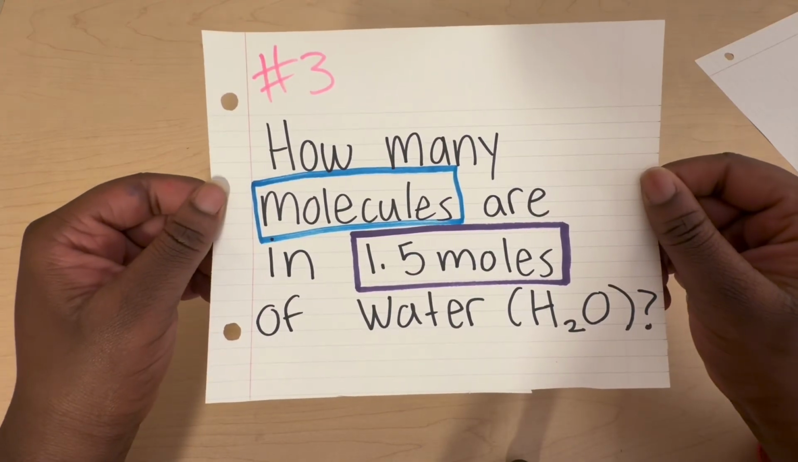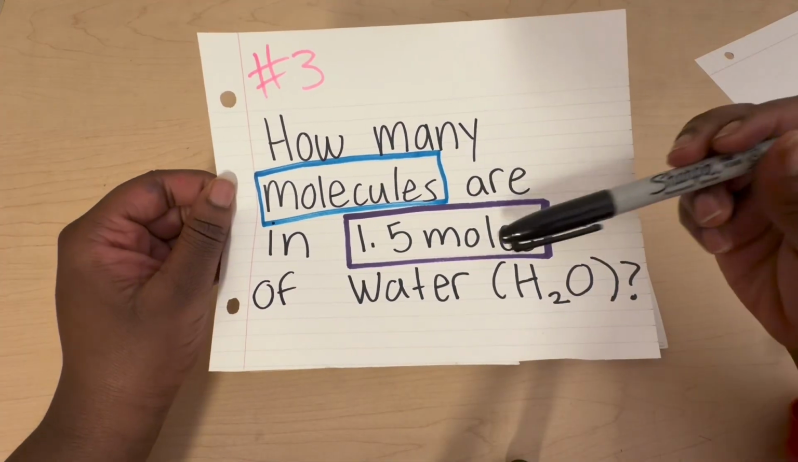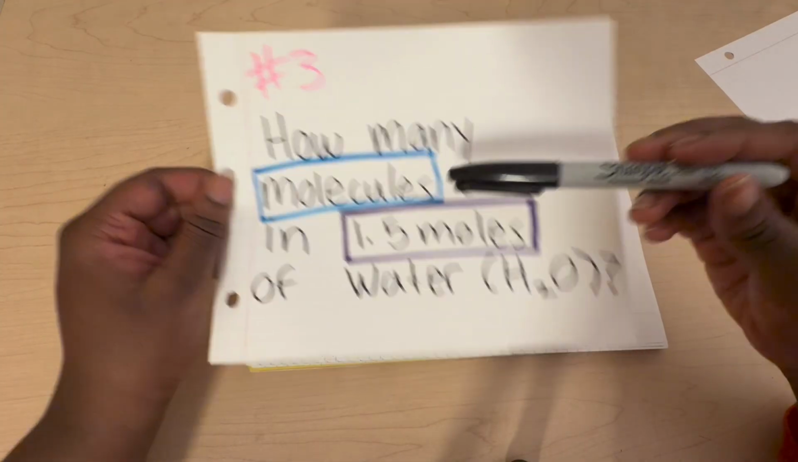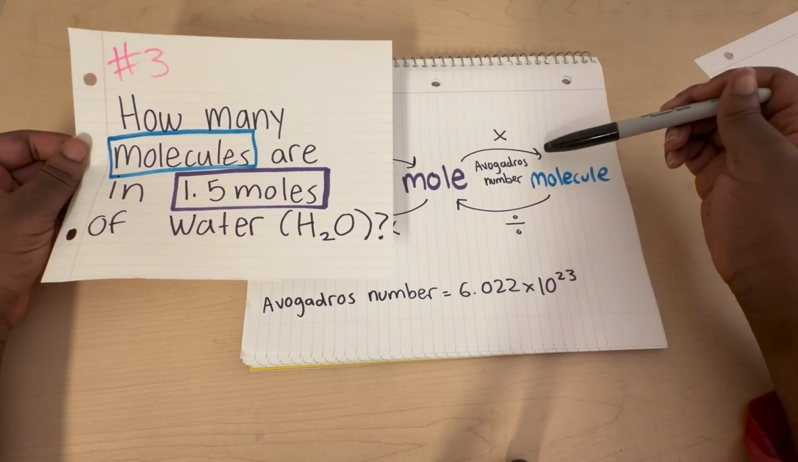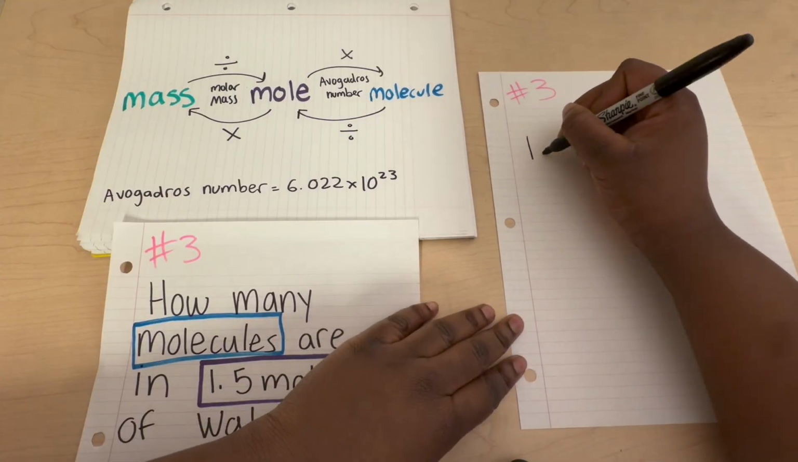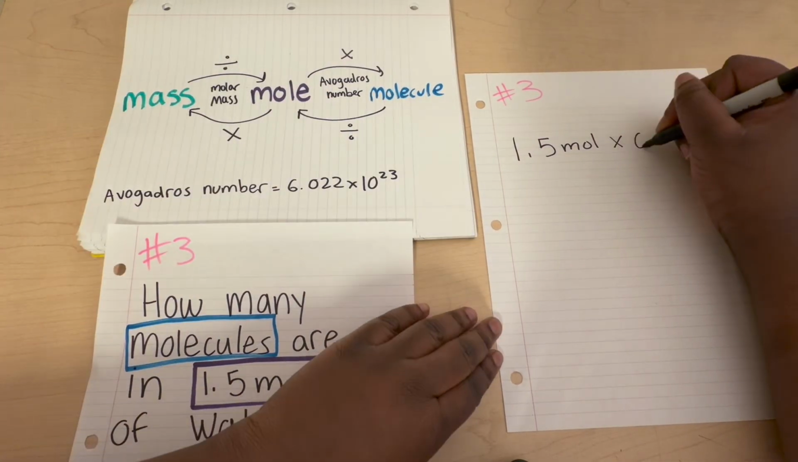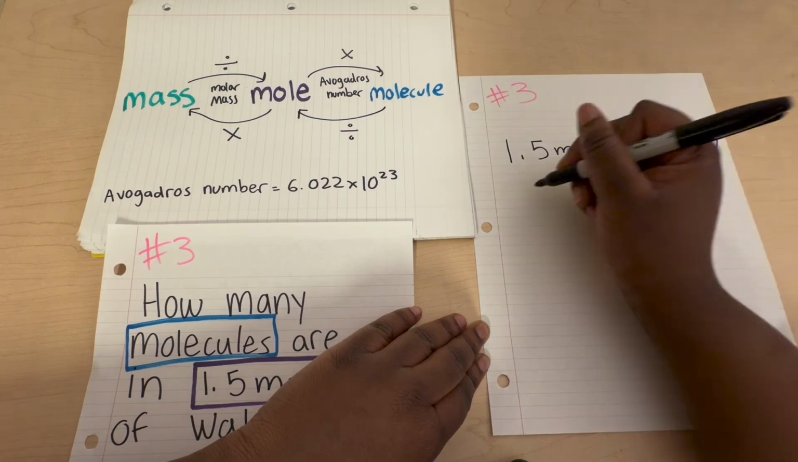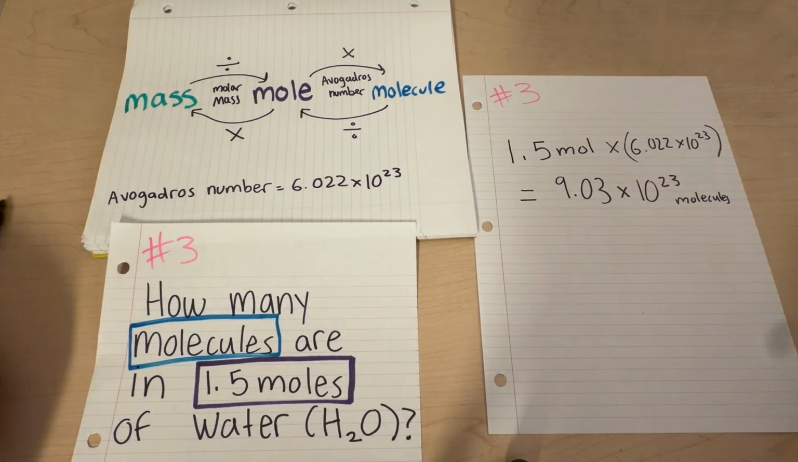Question 3. How many molecules are in 1.5 moles of water, H2O? So we're going from moles to molecules. And on here, if we want to go from moles to molecules, we multiply by Avogadro's number. Okay, so we start out with our 1.5 moles, and then we multiply by Avogadro's number. Plug this in your calculator, and you get 9.03 times 10 to the 23rd molecules.